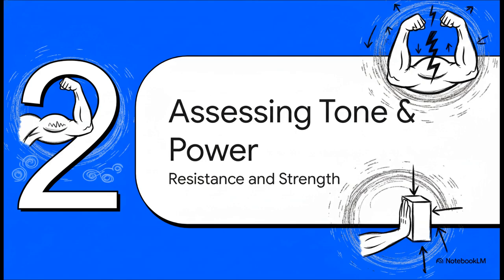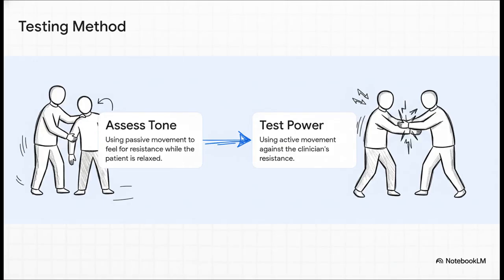Okay, next up, we're moving on to 2 concepts that are different, but definitely related: muscle tone and power. So tone is the muscle's background tension when it's just completely at rest. Power, on the other hand, is the active strength a patient can generate when they actually try to move. And how these two are tested is really the key here. To check out the tone, the clinician passively moves the patient's limbs just to feel for any underlying resistance. But to test power, the patient has to actively move against the clinician's resistance. See the difference? One's passive, the other is active.